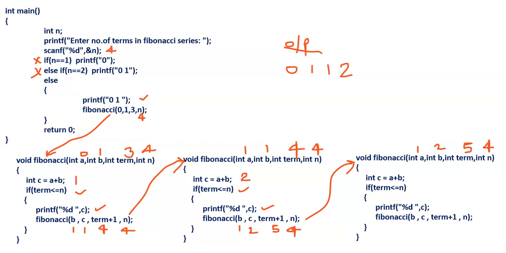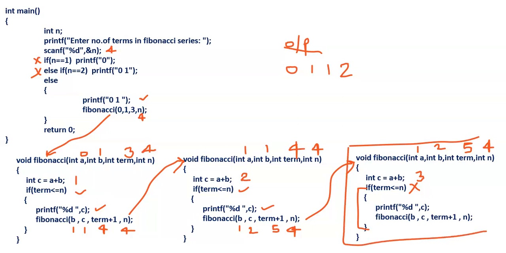Here we are calculating c is equal to a plus b, 1 plus 2, that is 3. And here we check whether term is less than or equal to n. Here term value is 5 and n value is 4. That means this condition is false. Why? Because 5 is not less than or equal to 4. That means now the entire statement is not executed. Then the recursion process is stopped at this point of time. There will be no more recursive function calls.